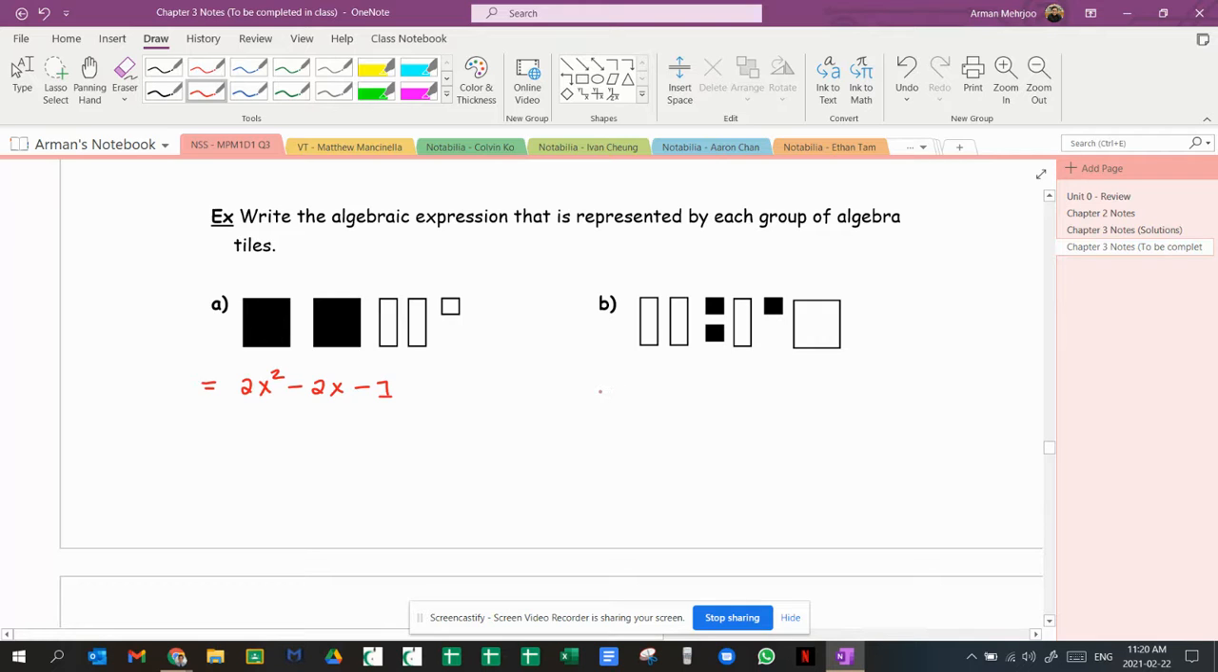In example B, it looks like I have a negative x squared, and it looks like I have 3 negative x's, so minus 3x, and then it looks like I have 3 positive 1s represented by those small blocks. So I could write plus 3. There we go. Those are my 2 expressions.